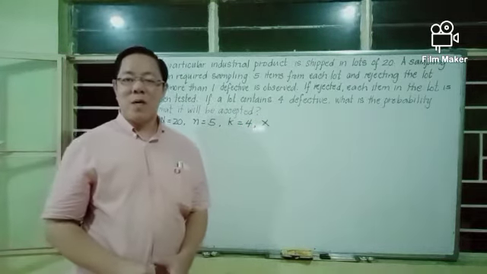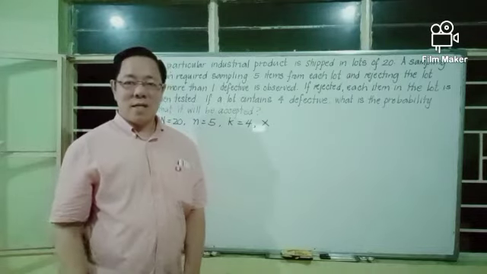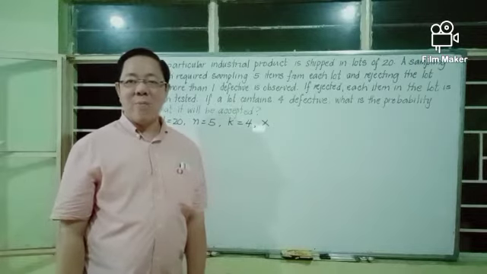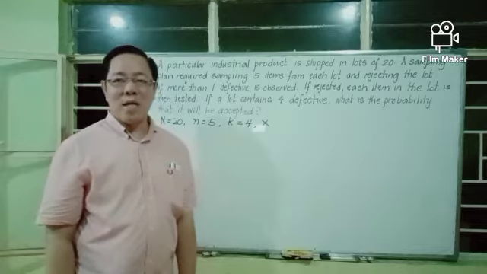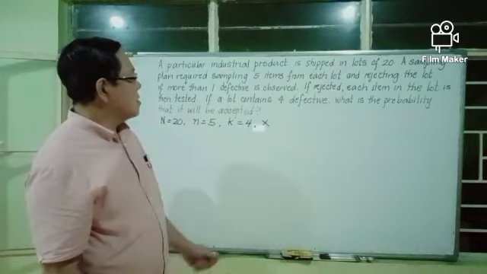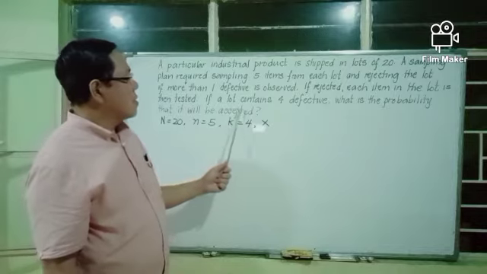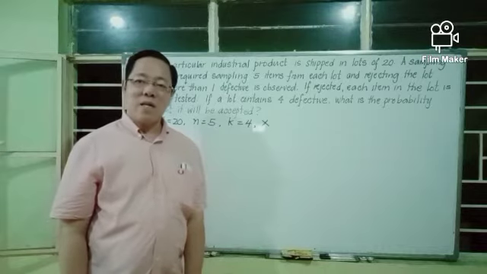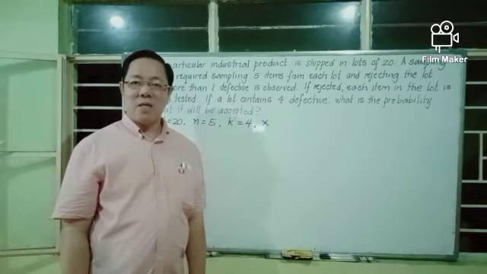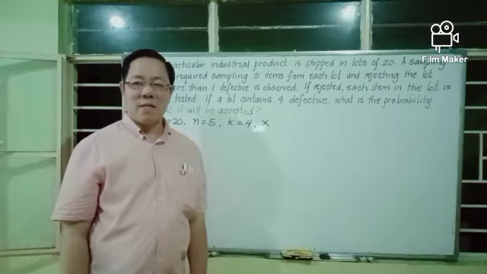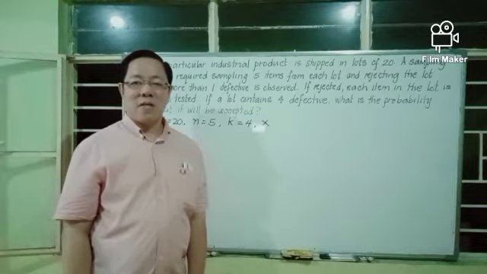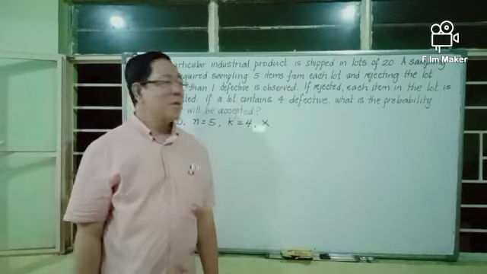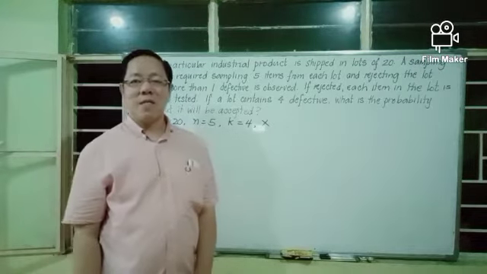And the discrete random variable x is the number of successes in the sample. That is the number of defective items in the sample of 5 items selected from 20 items in the lot. And in this problem, we are asked what is the probability that the lot will be accepted. The lot will be rejected if more than one defective is found, tested, if more than one item is tested defective in the sample of 5 items selected from 20 items in the lot.